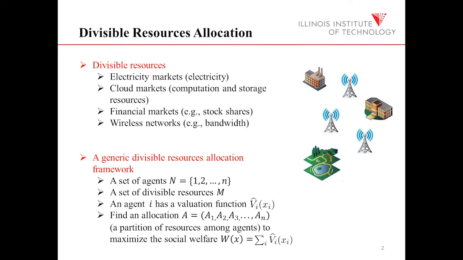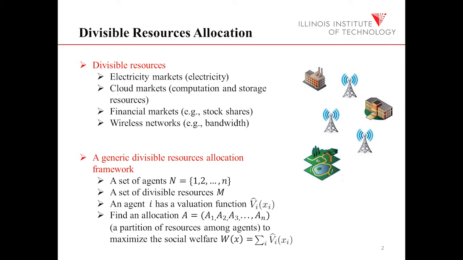In this paper, we study the divisible resource allocation problem. That is, we have divisible resources, for example, electricity resources, storage space of cloud, or stock share, and even bandwidth of communication link. For generic divisible resource allocation, the problem is to find the allocation.